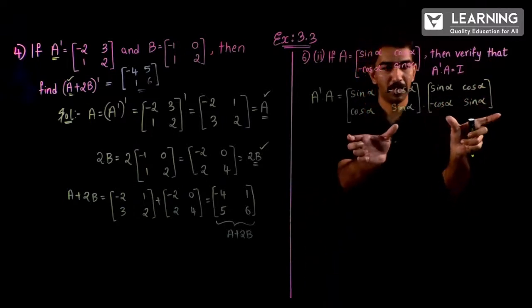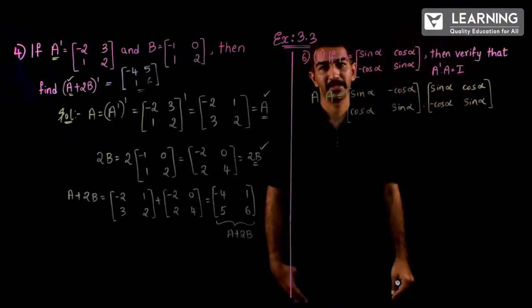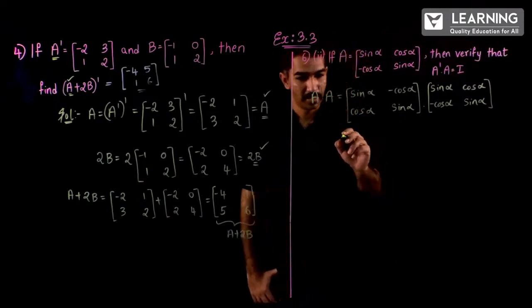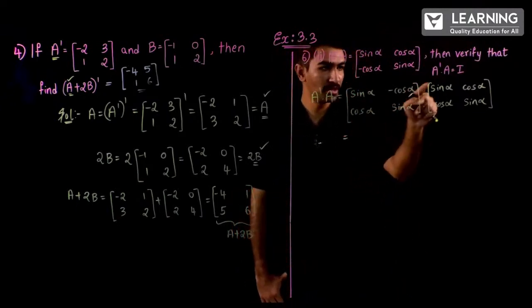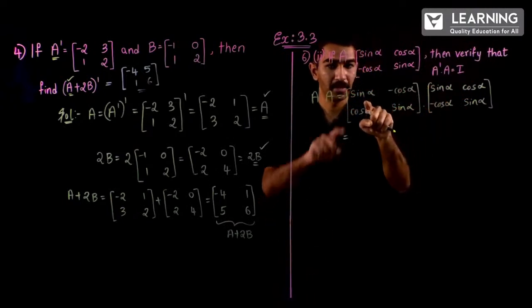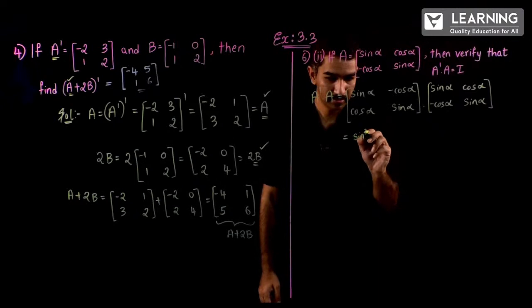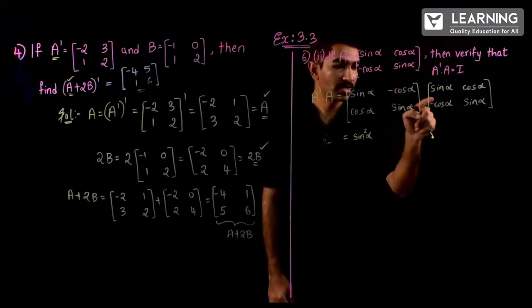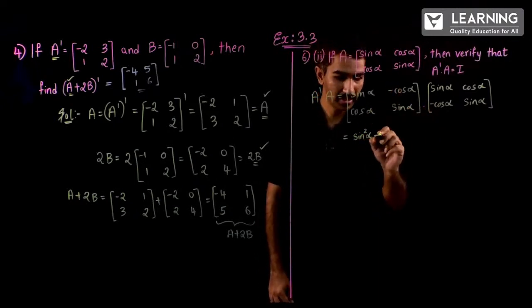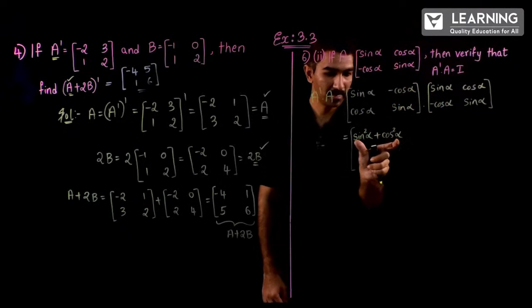So when you multiply these both matrices, what should we be getting? We must be getting an identity matrix. Okay, so let's just check that out. Matrix multiplication, how is it done? Rows into column, rows into column. First row into first column: sin alpha into sin alpha is nothing but sin square alpha, minus cos alpha into minus cos alpha is plus cos square alpha. First row into first column, we got the first element here.